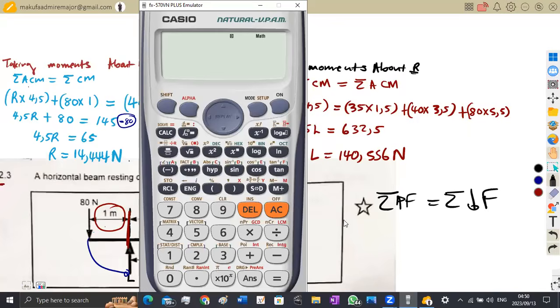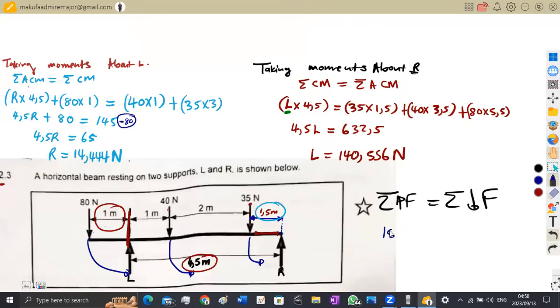Remember, we're saying upward forces, it's L and R. So we're going to add our L here, 140,556 plus 14,44 in this case. This was going to give us 155. So you're going to obtain 155 Newton for the upward forces.